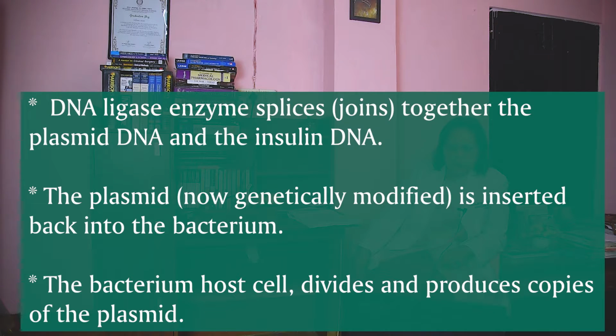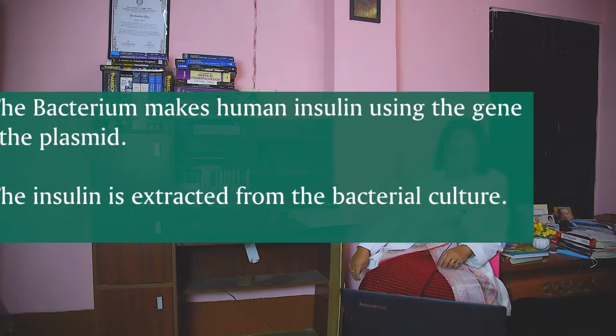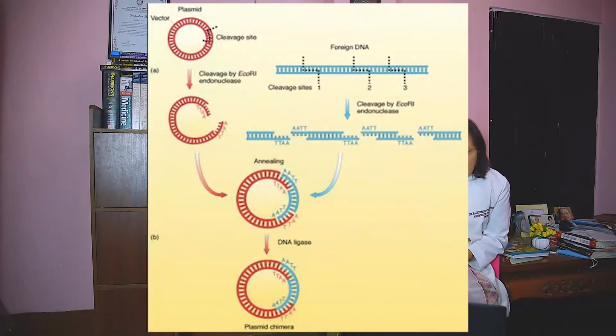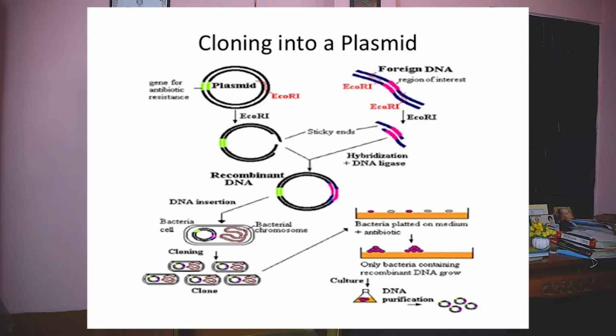The plasmid, now genetically modified, is inserted back into the bacterium. The bacterium host cell divides and produces copies of the plasmid. The bacterium makes the human insulin using the gene in the plasmid. The insulin is then extracted from the bacterial culture. So this shows the plasmid vector, the cleavage site and cleavage by EcoR1 endonuclease, and how foreign DNA is taken up by E. coli. Then there is annealing, where DNA ligase acts, and finally we get the plasmid chimera, showing how the DNA is joined up.